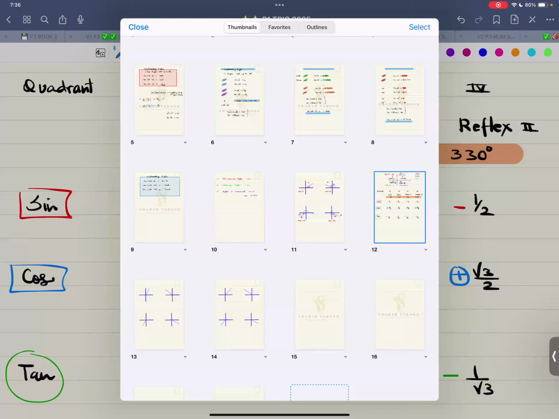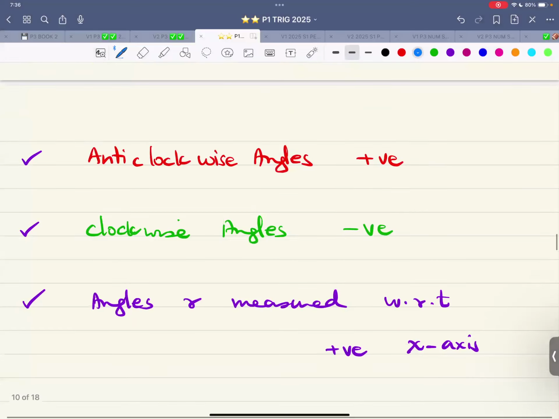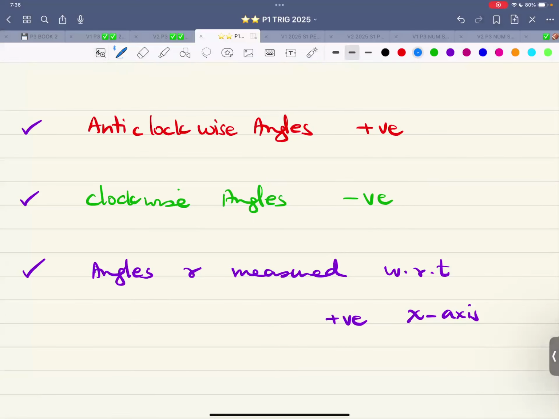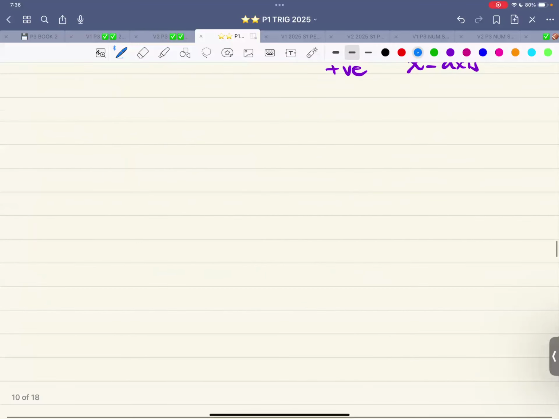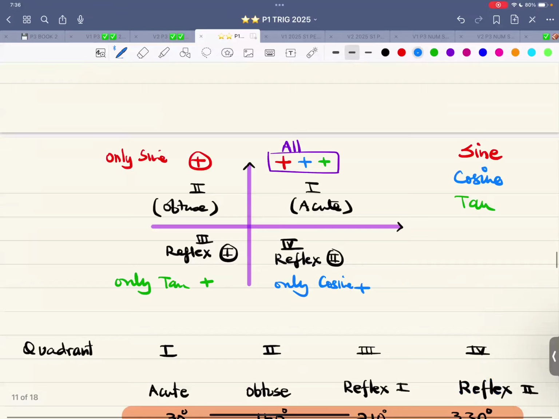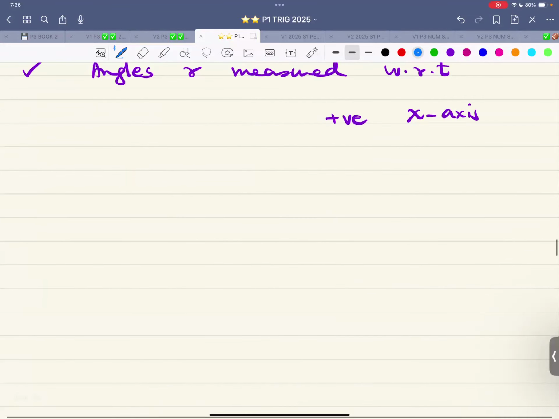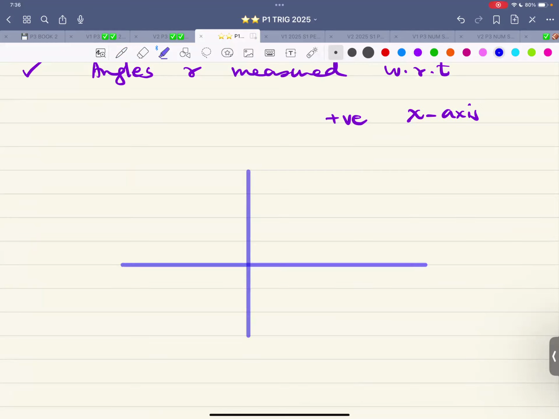And let me just shift the page like this. So we were talking about how anti-clockwise angles are positive, clockwise angles are negative, and angles are measured with respect to the positive x-axis. That is how the quadrants are labeled. Let me label them once again. So the quadrants are labeled like this. This is the, hold on for a second.